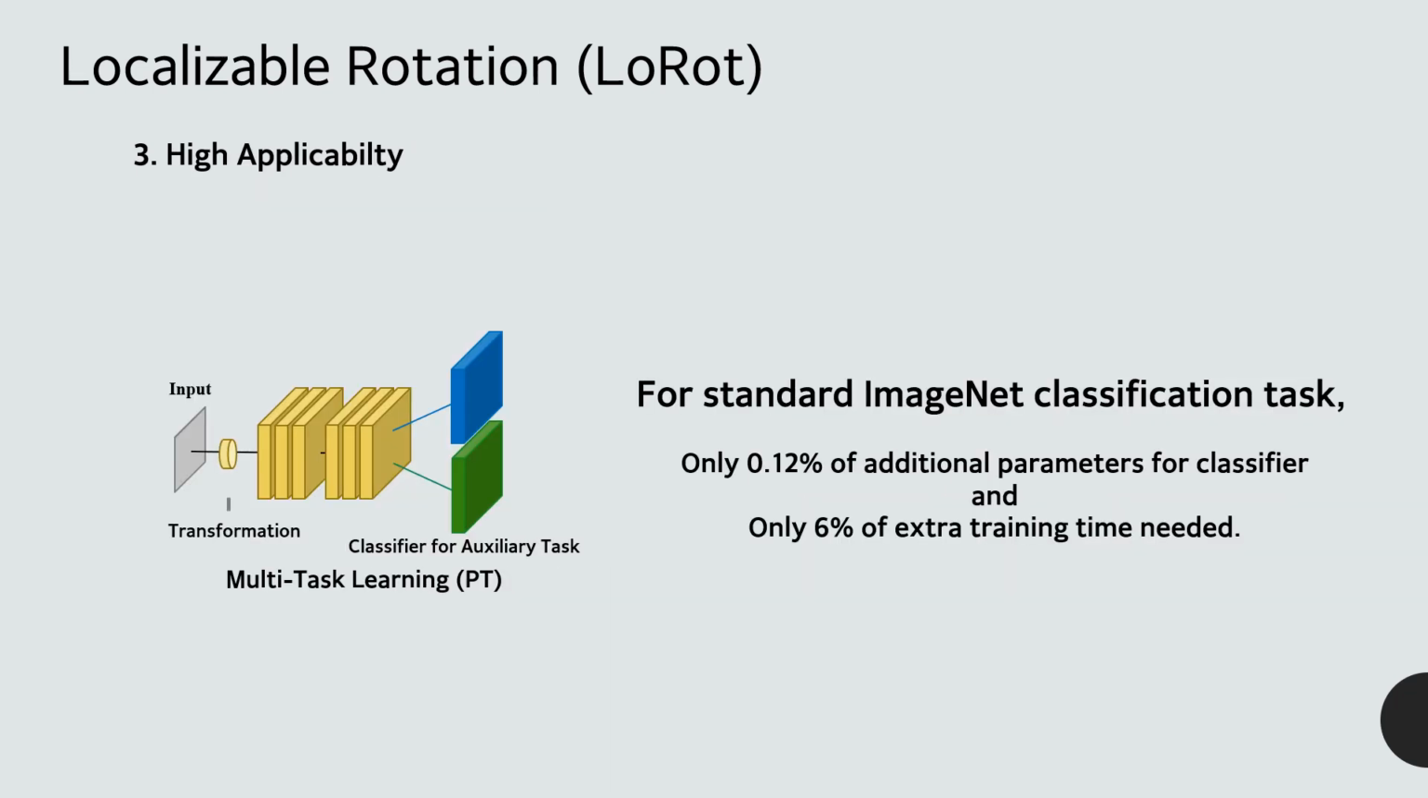Lastly, we believe that LoRot has high applicability. This is because LoRot is implemented in the form of multitask learning. Not only is the method simple to implement, but for the standard ImageNet classification task, there is only a 0.1% increase in parameters and 6% in the training time. Thus, compared to previous works that cost at least twice the original training time, the computation cost is much reduced.